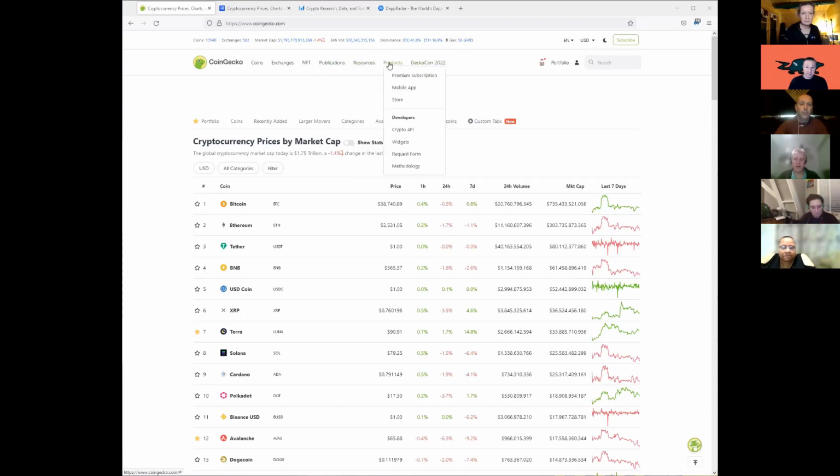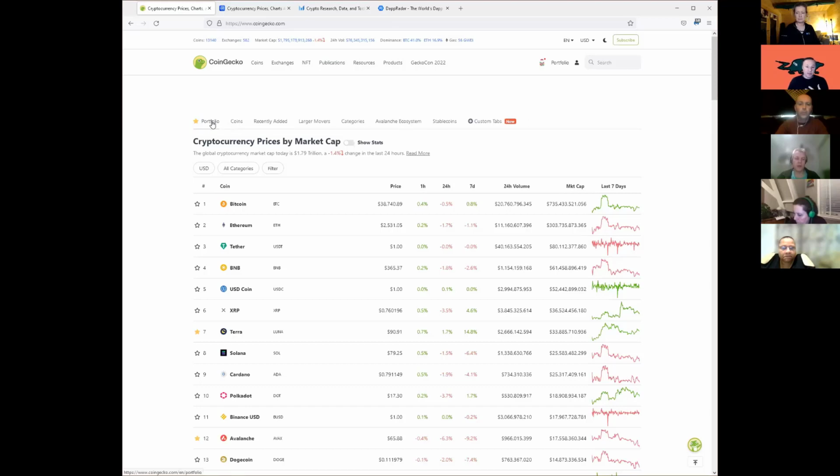And then you've got a couple of bits at the end which are about the mobile app and stuff. And if you're a developer, you can actually link into APIs and widgets and stuff like that. So loads and loads of stuff there. The next row down is just about your portfolio.